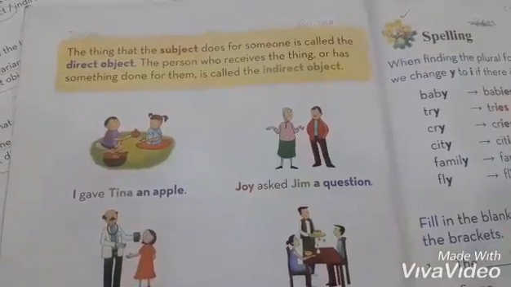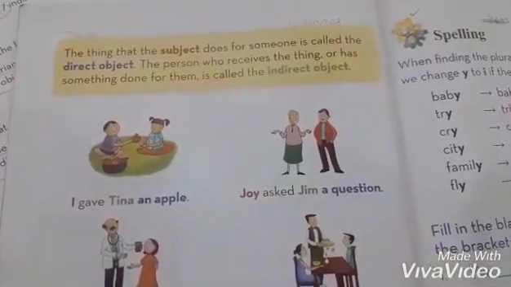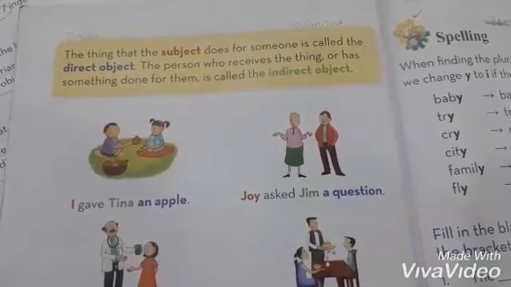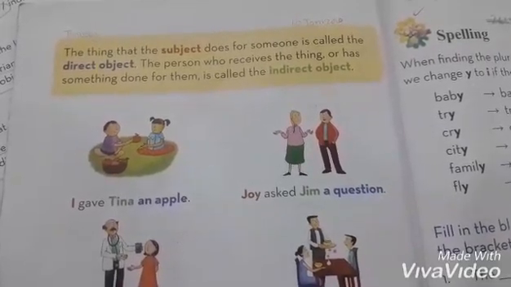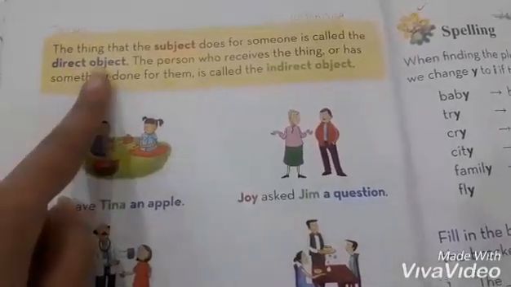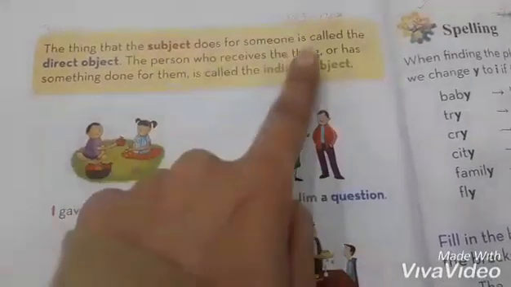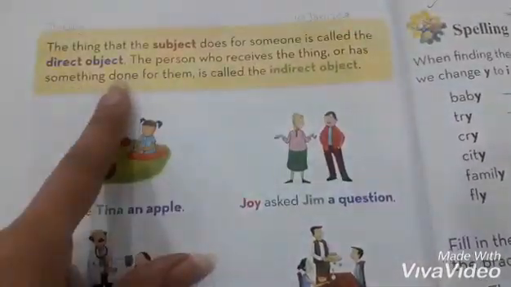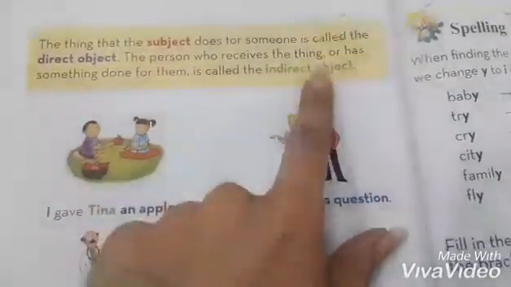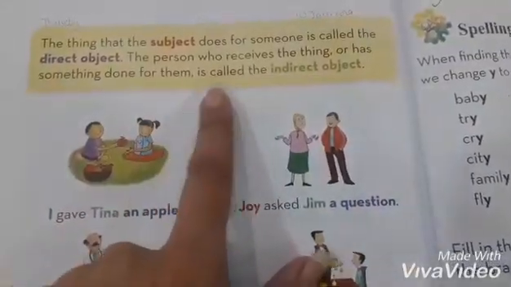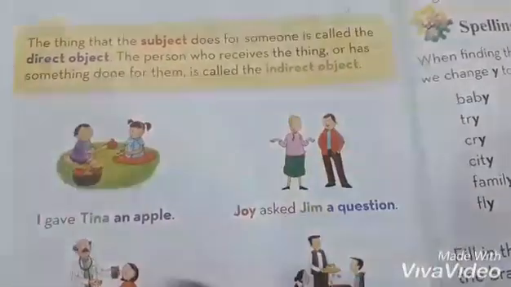Today we are going to do page number 122 and our topic is grammar. We are going to learn about direct objects and indirect objects. The thing that the subject does for someone is called the direct object. The person who receives a thing or has something done for them is called the indirect object.